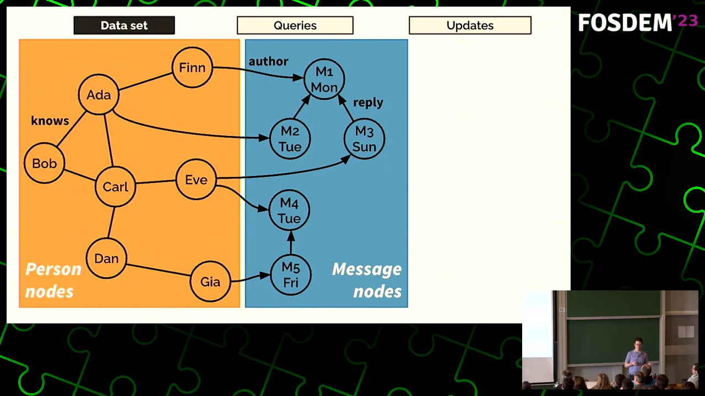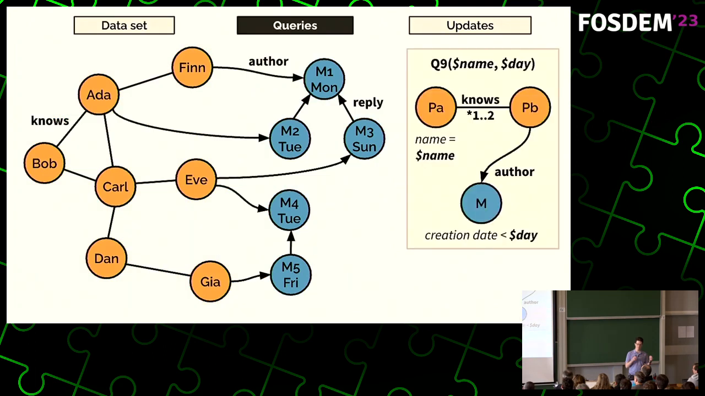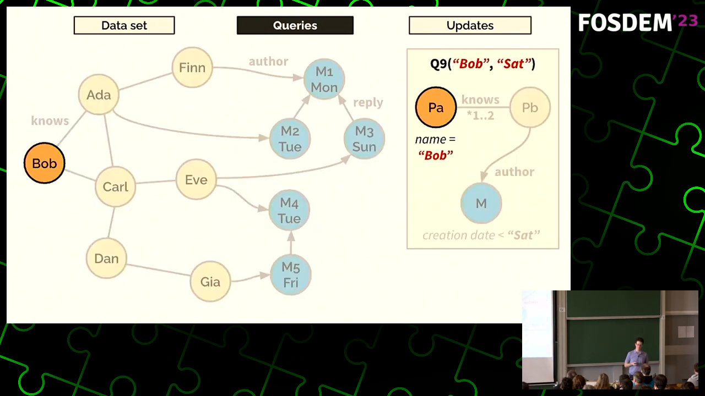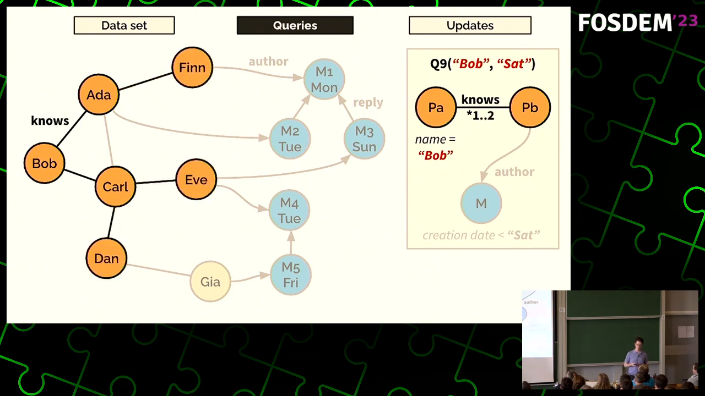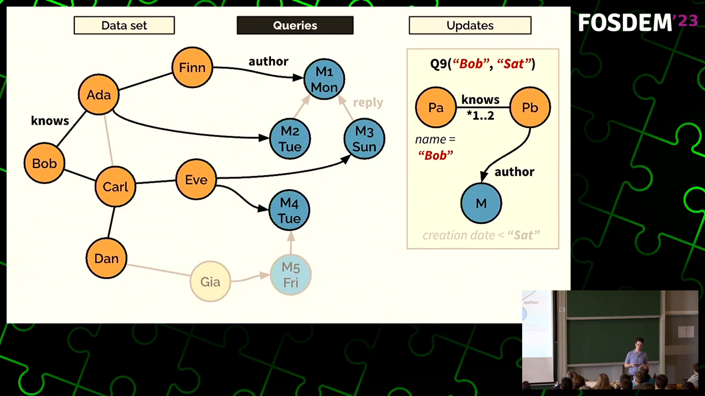On this graph, we can run queries like the following. Let's have a given person enumerate their friends and their friends of friends, get the messages that these people created, and then filter them based on some condition on their dates. So a potential substitution could be that we are interested in this query for Bob and the date set on Saturday. If we evaluate this query, we start with Bob, we traverse the knows edges to Ada and Carl, then continue to Finn, Eve, and Dan. We move along the author edges, and then finally we apply the filter condition, which will cut message 3 and will leave us messages 1, 2, and 4.